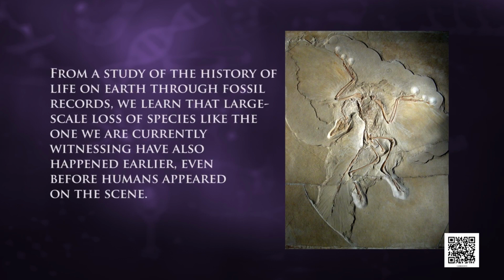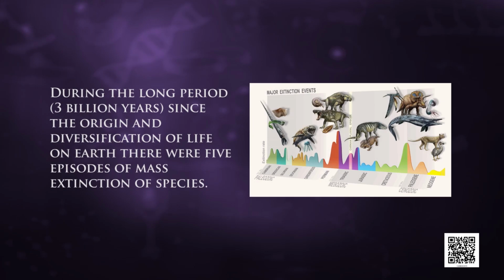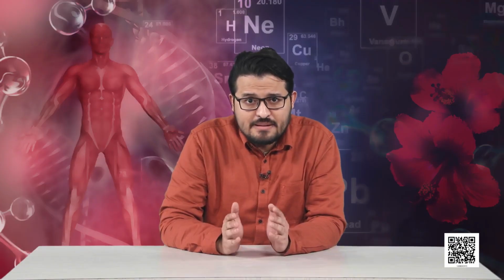From a study of the history of life on Earth through fossil records, we learn that large-scale loss of species like the one we are currently witnessing has also happened earlier, even before humans appeared on the scene. During the long period of Earth's history of about 3 billion years, since the origin and diversification of life on Earth, there were 5 episodes of mass extinction of species. How is the 6th extinction presently in progress different from the previous episodes? The difference is in the rates.